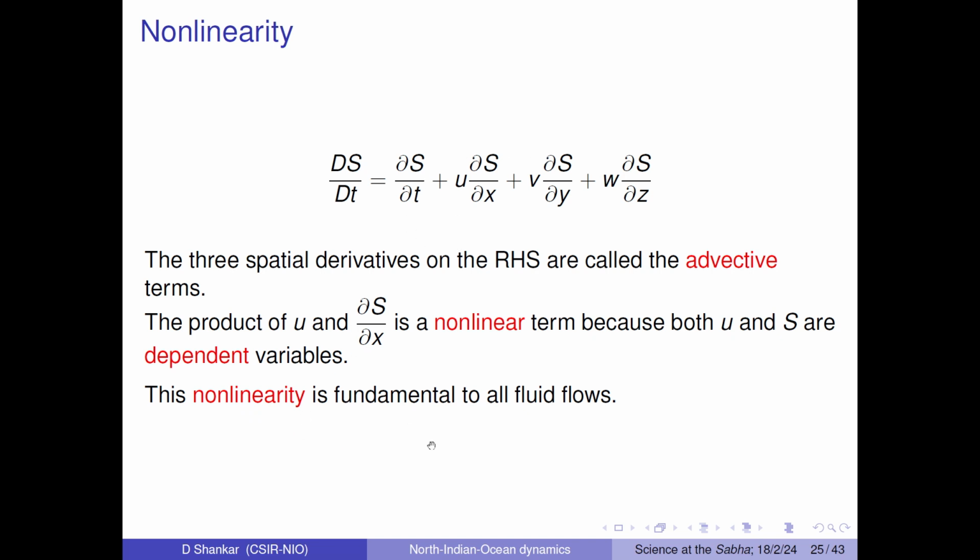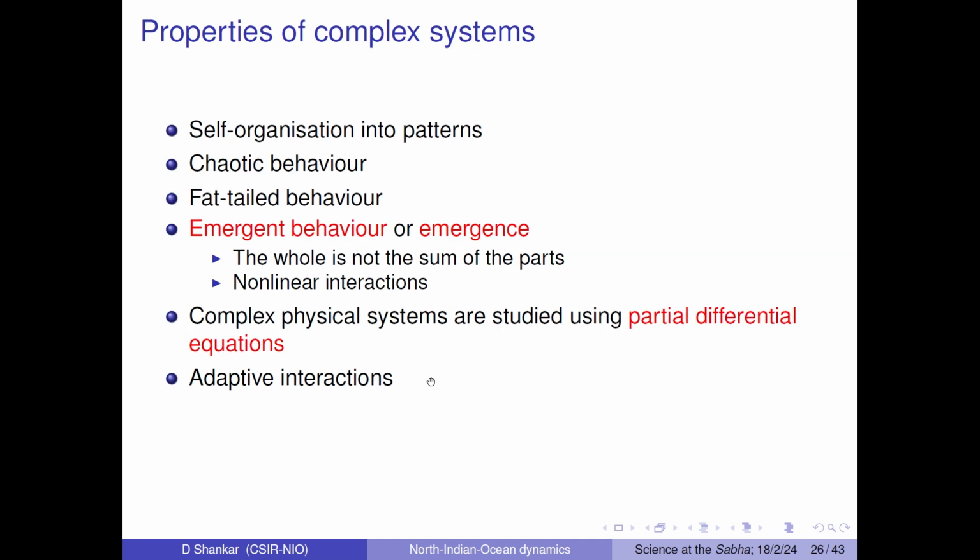This nonlinearity is fundamental to all fluid flows. It is also a fundamental property of what are called complex systems. They have certain properties, these complex systems. One is self-organization into patterns. One example is clouds. If you look at a satellite picture, you rarely see isolated clouds. You will see bands, or you will see a cyclonic kind of circulation or anticyclonic kind of circulation. So they are organized. So this self-organization into patterns is a property of all these complex systems.